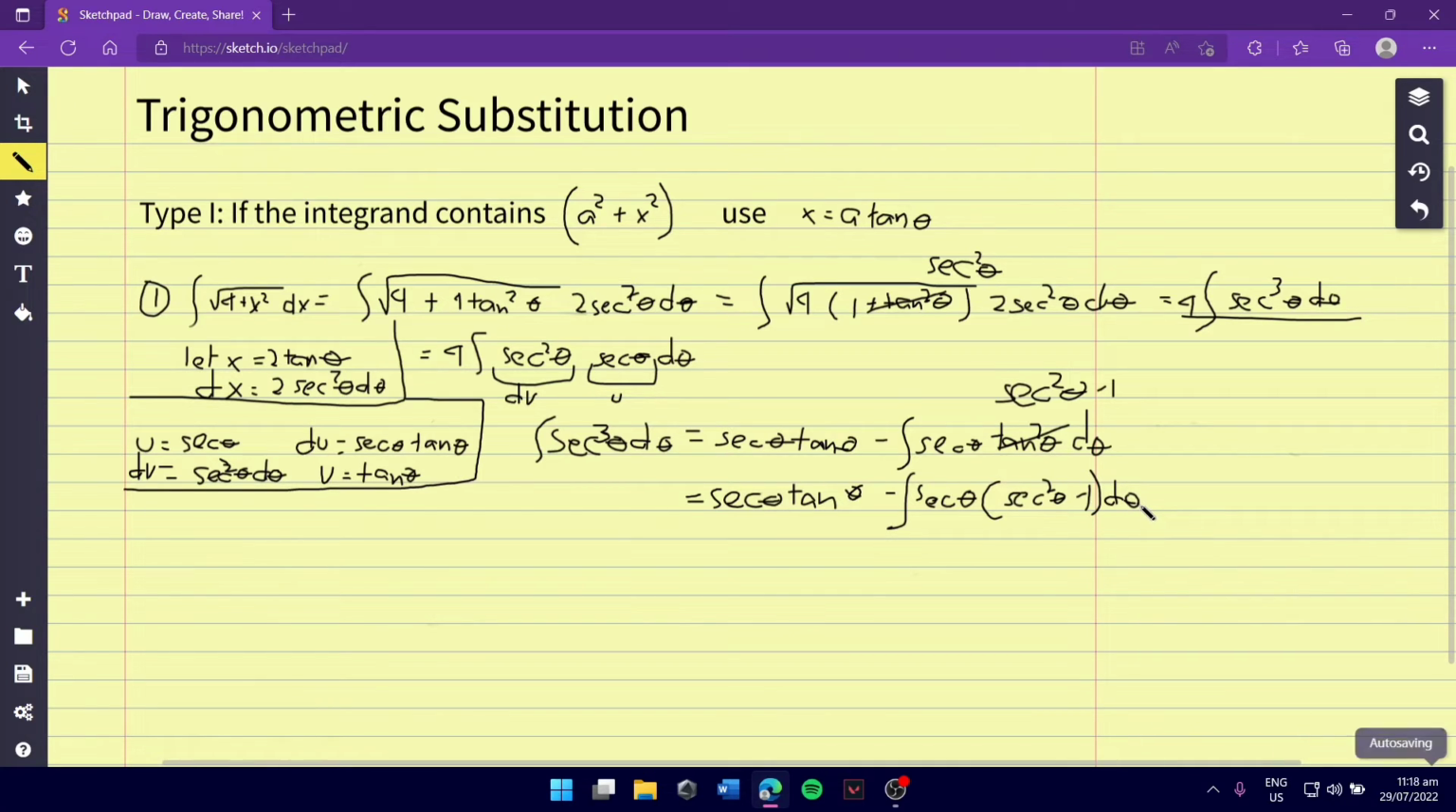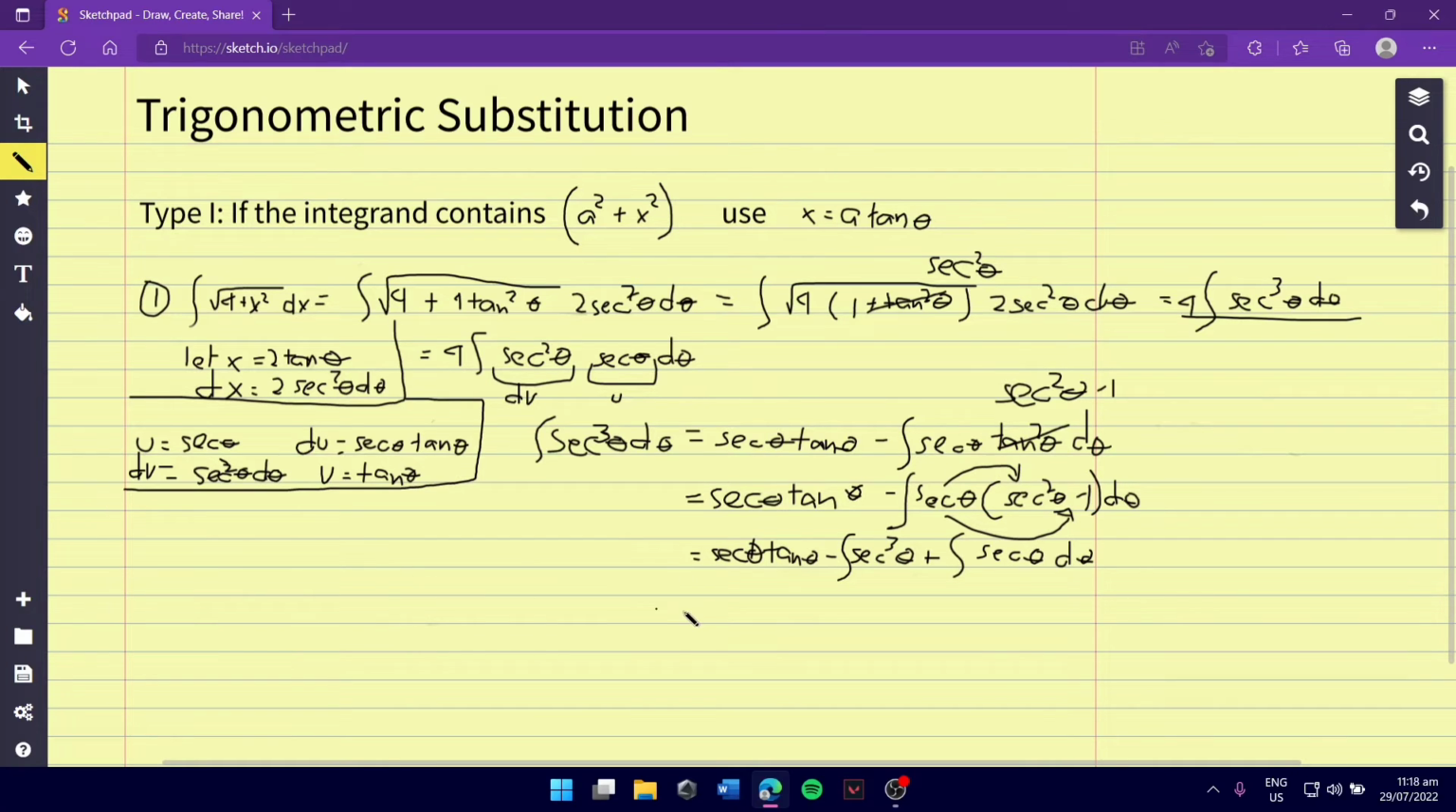So next, we will multiply this term to that term, the binomial here inside. So we have secant theta tangent theta, and then minus secant cube theta. And then, since this is negative and this is negative, this will become positive integral of secant theta, then times your d theta.